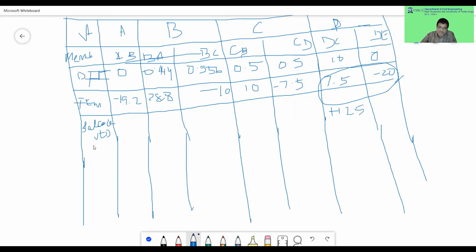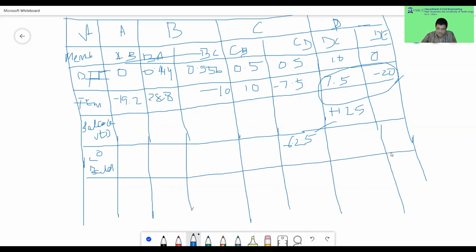If I apply this, there will be a carryover. What is the value of the carryover? Carryover will be half of this, so half of it comes here, 6.25. Then carryover, balance. This is 6.25. Now we will not carry any moment from CD to DC. Now here will be 12.5 plus 7.5 plus 20, this is minus 20. So now nothing will go from here to there.